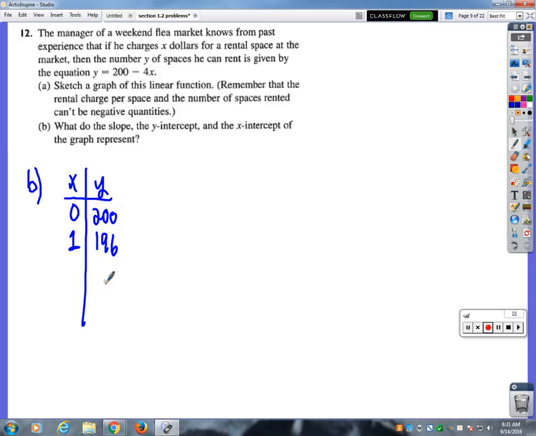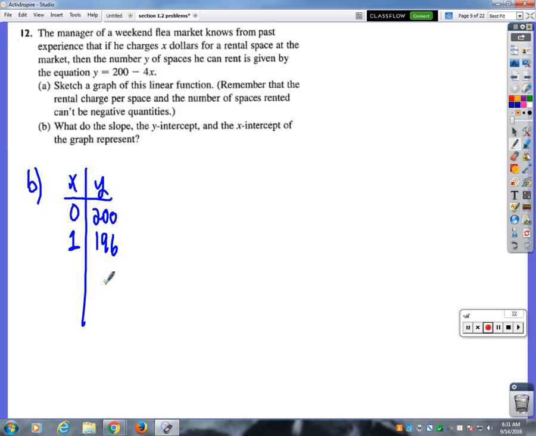Okay, and then what does the x-intercept represent? The minimum spaces he can have. Minimum number? Yeah, 0. The y-intercept is how many spaces he has. He has 200 spaces. And then the x-intercept is? That would be if he rents 0, how much he would have to charge to rent no spaces, which is $50. So if he charged $50, then nobody would rent a space.